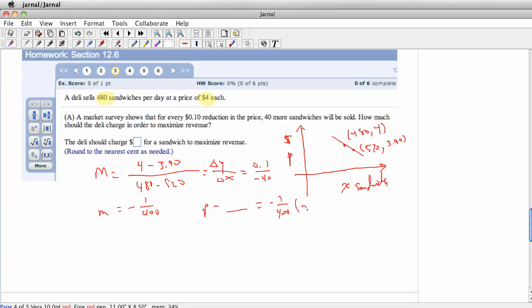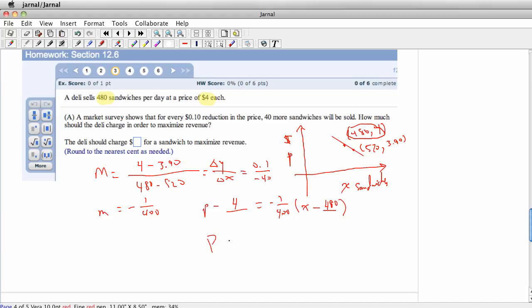So therefore, the equation of my line, I would fill in this point-slope form, like we've always done. I have a couple of blanks to fill in here. I have p minus something equals slope times x minus something, and the something should just be a point on the line. So this is the easiest point to work with, the original one that we were given. So that's the point where x is 480, so x minus 480, and p was 4.